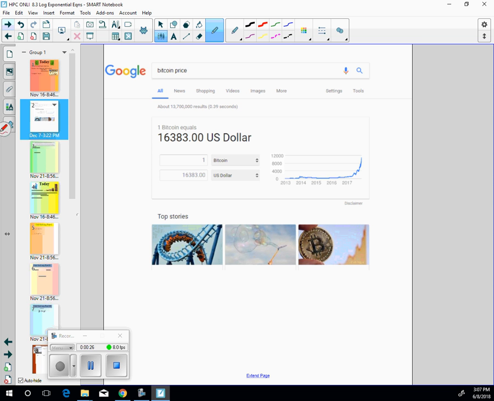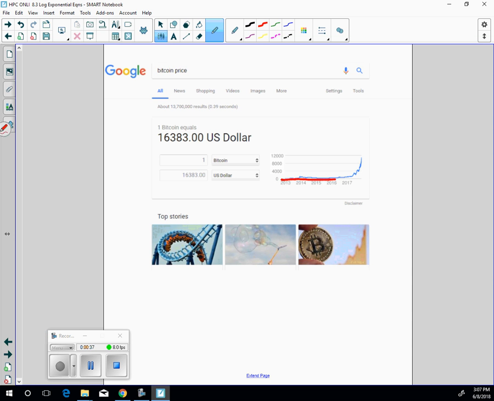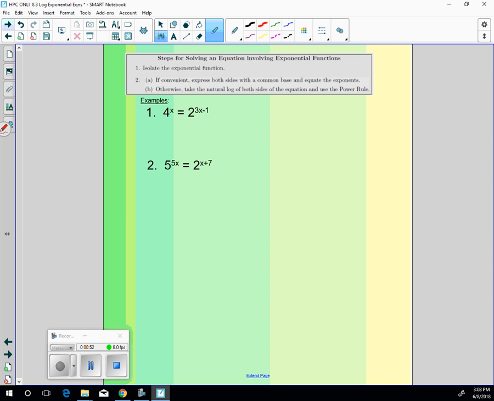Now it's up to 16,383 per Bitcoin, and it may be even higher now or lower, but if you look at this, this is a great example of an exponential curve. Not much happening until the very end, and then it just goes nuts. And you saw that with the microbe problem, not much happened until that last 5 minutes, and then it just took off. Well, we're going to do some solving of equations, finding x with exponents right now, and I'm going to show you a few tricks, and then you'll use those to do some solving.